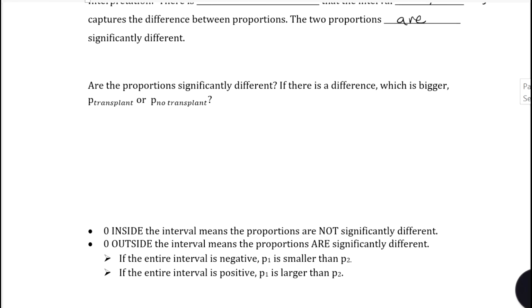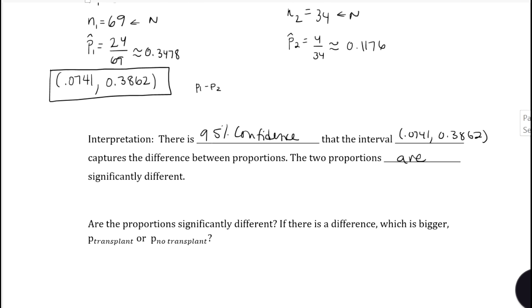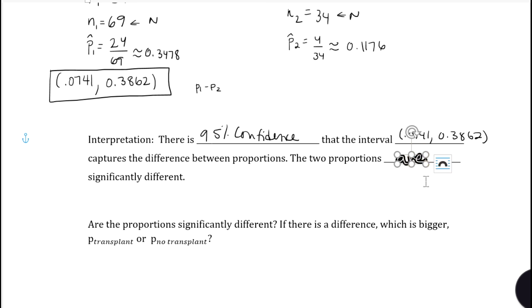So also from above, in your lecture notes, if there's a 0 inside the interval, it means the proportions are not significantly different, because we're saying that the difference could be 0. The difference could be 0, that would mean that they are the same, right? However, if there's no 0 in the interval and 0 is outside my interval, then that means that the proportions are significantly different. So, as I said here, our interval was all positive, and so they were significantly different.